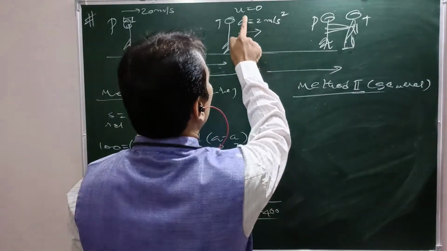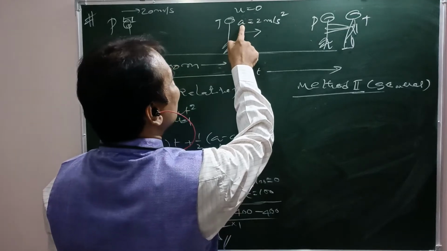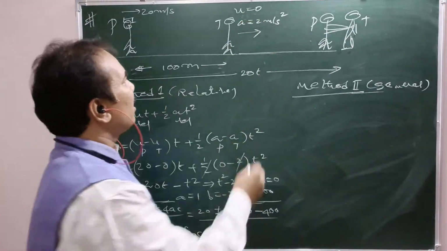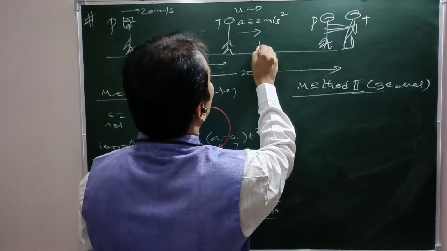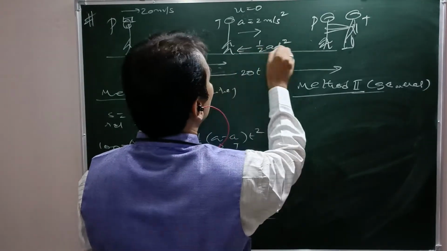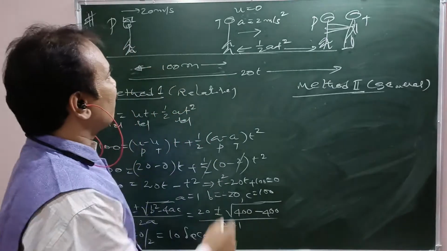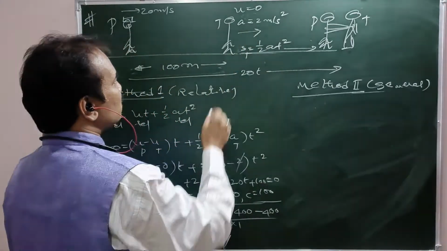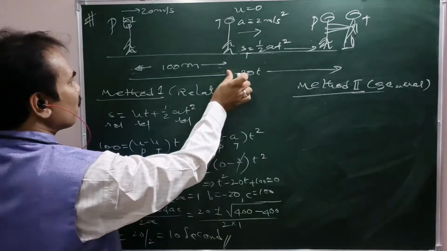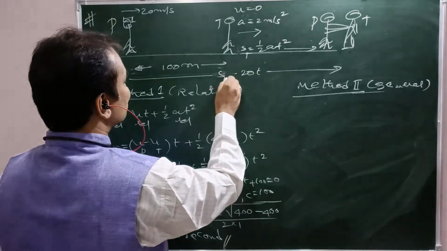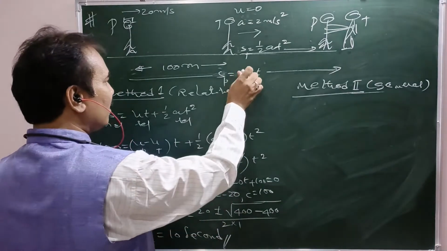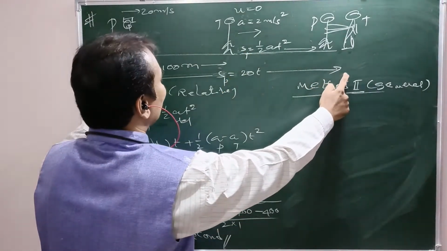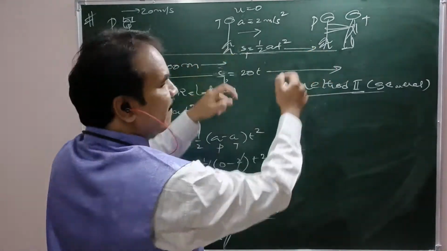Initial velocity u is 0, but he is under acceleration, therefore s equals ut plus half at square. With u equal to 0, s equals half at square. This is the distance covered by the thief. And this, 20t, is the distance covered by the policeman. So 20t becomes equal to 100 plus half at square.